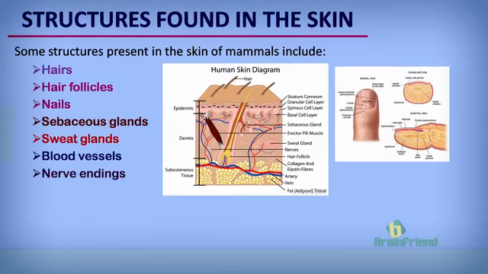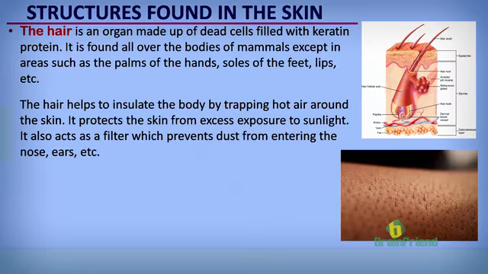perform in the body. Some structures present in the skin are hairs, follicles, hair follicles, nails, sebaceous glands, sweat, blood vessels, and nerve endings. Let's begin with the first one. Begin with hairs. Do you have hairs on your skin?